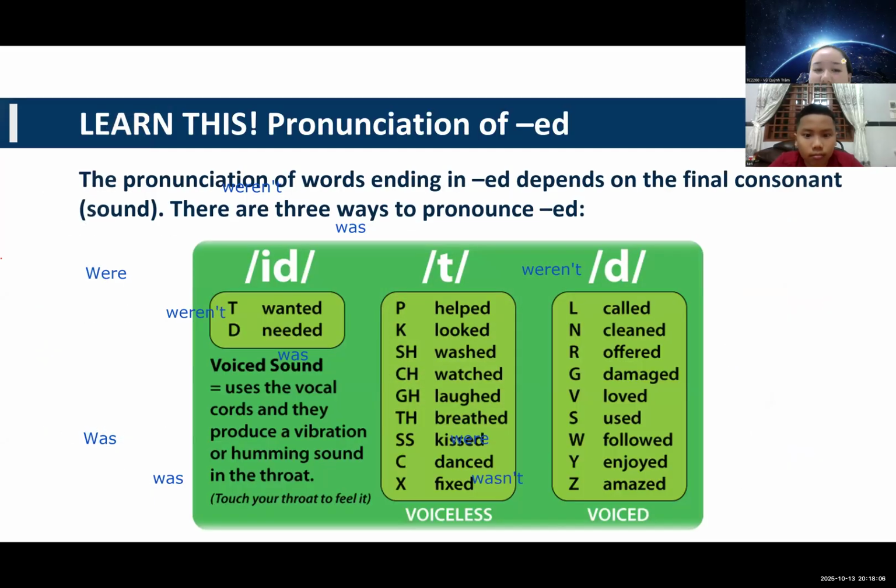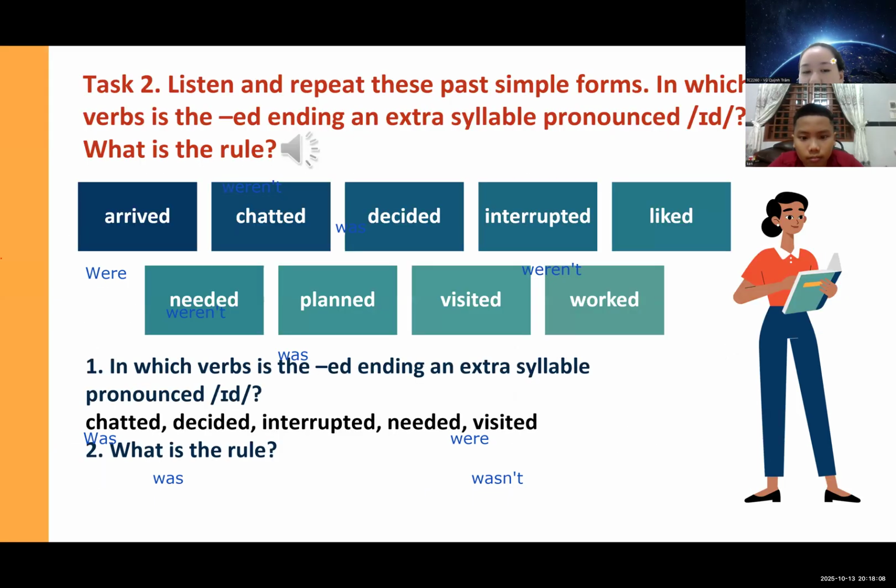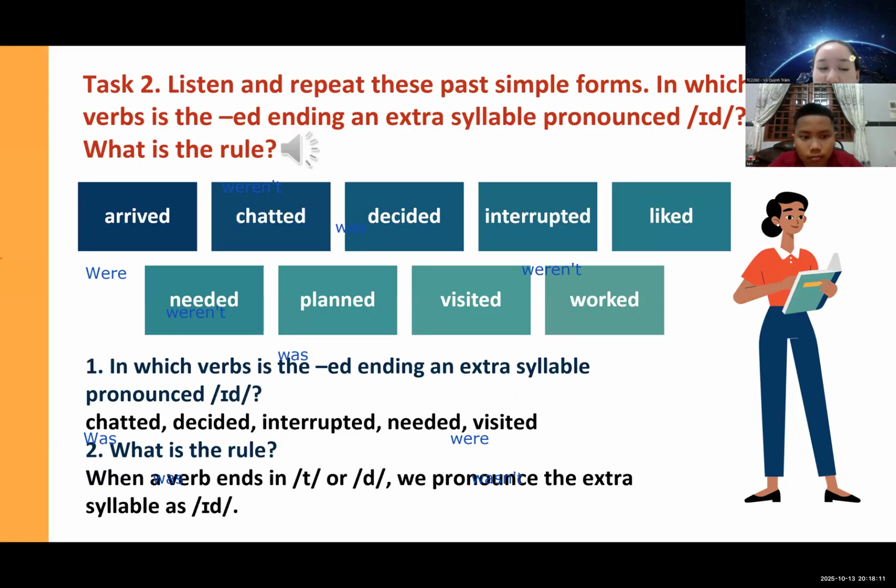Okay. So with this, we get back to the exercise that we have just taken a look at. Now listen and repeat these past simple forms. In which verb is the ed ending an extra syllable pronounced "id"? What is the rule? You know this rule already. With verbs that end with D and T, when you put ed, you say "id". P, K, F, when you put ed, say "t". And with all the other words, you say "d", right?